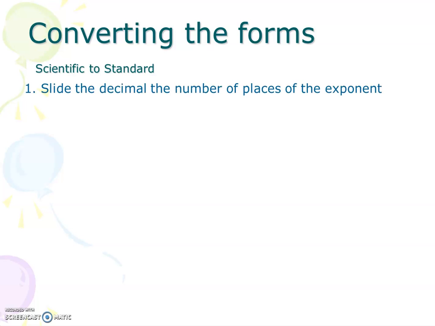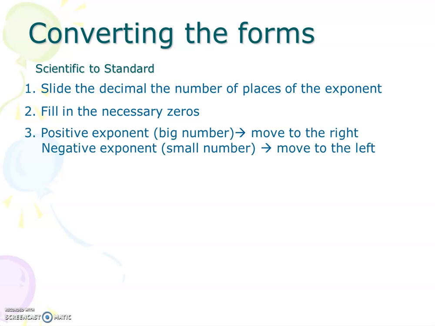When you're doing the reverse, going from scientific to standard, you're going to slide the decimal according to the exponent and fill in how many zeros you might need, okay, so that the decimal fits in the right spot. And remember, same thing, if it's a positive exponent, that means it's a big number. So you'll move the decimal to the right, and if it's a negative exponent, then you'll move the decimal to the left. So 4.93 times 10 to the negative 5 is a small number. 6.287 times 10 to the 8 is a big number. You can tell by the exponent.